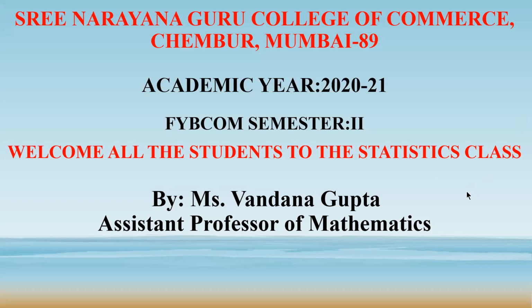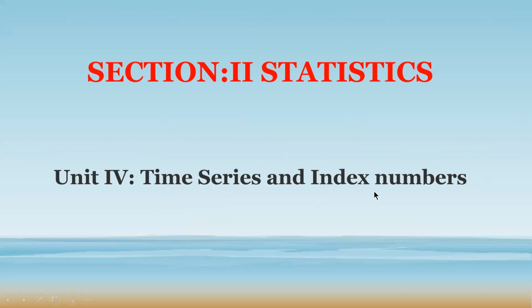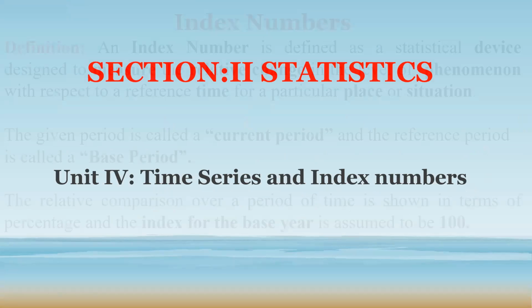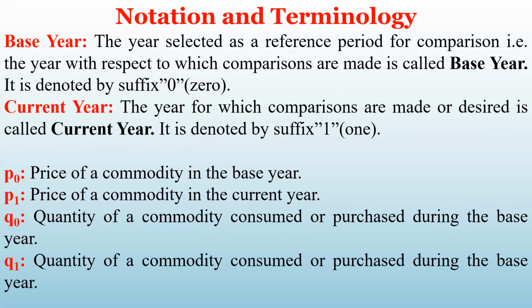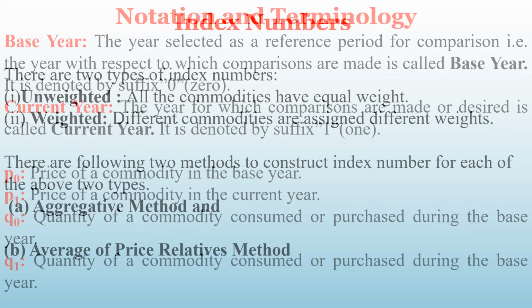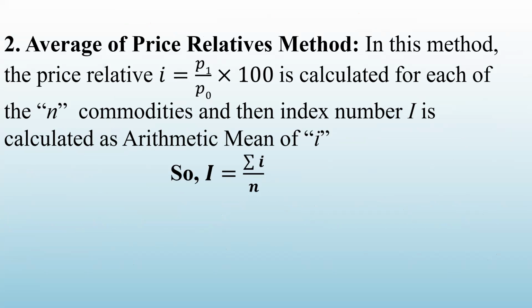You know that we have started with index numbers, which is a subunit of Unit 4, which is part of Section 2 Statistics. We have seen in my last lectures different types of index numbers, unweighted and weighted. And in both, there are two methods, the aggregative method and the average of price relative method.